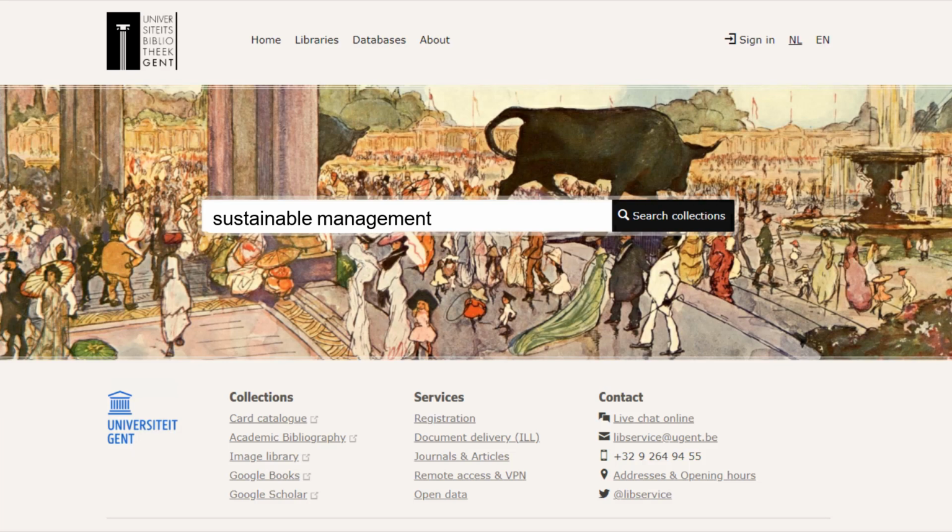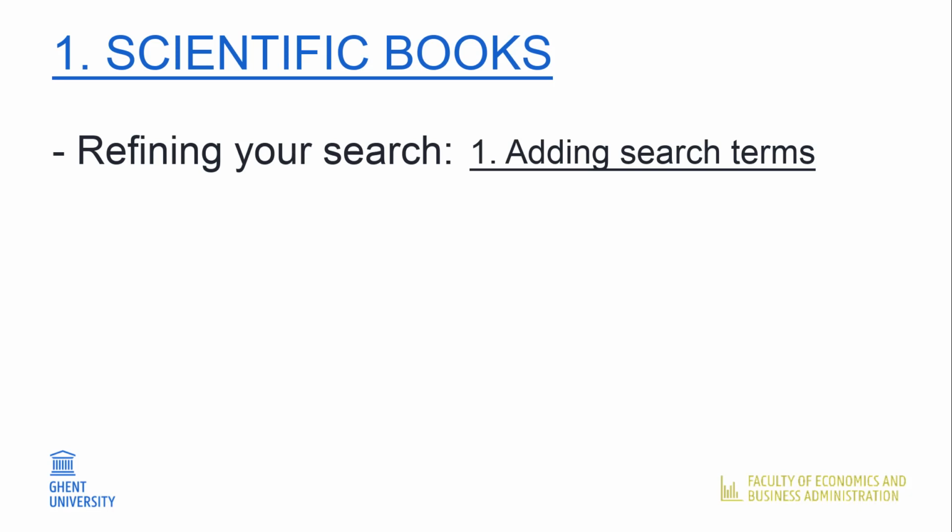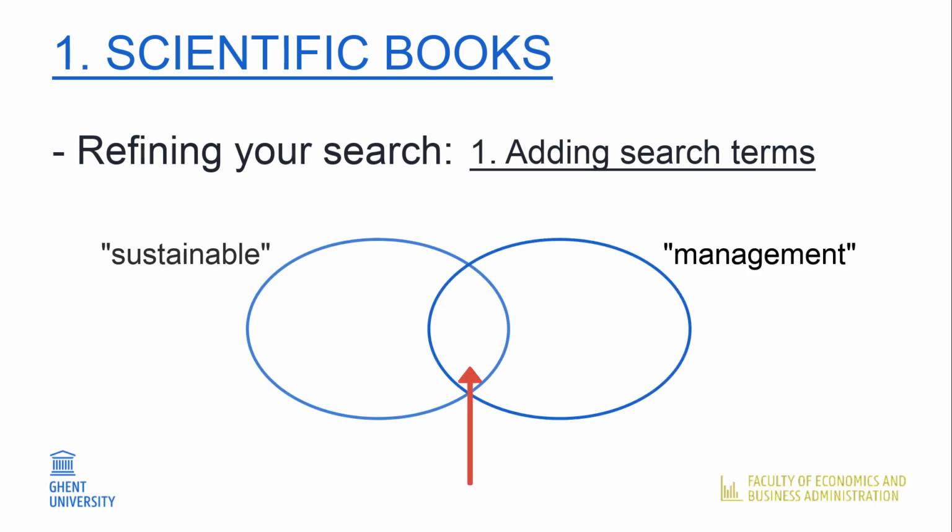Intuitively, you might think that adding search terms will yield more search results. That is not the case because of the way the search engine operates internally. The search engine uses a so-called AND operator to combine the given search terms. Sustainable management then is interpreted as sustainable and management. As a result, only those sources which are located in the cross-section of the two sets will be selected. The source must contain both search terms.